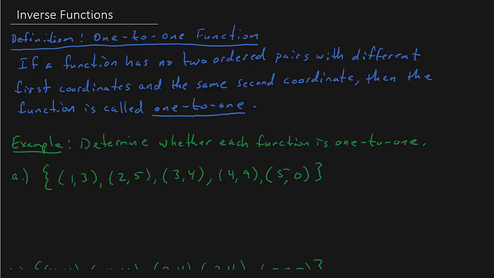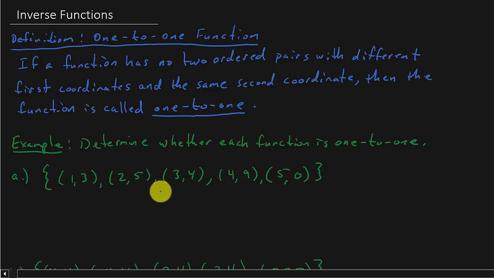All right, so first thing, we've got the definition of a one-to-one function. So if a function has no two ordered pairs with different first coordinates and the same second coordinate, then the function is called one-to-one. Now, this might sound kind of familiar. When you did the section on functions, you had a set of ordered pairs, like we have right here. Remember, in order for that to be a function, you couldn't have the same first coordinate with different second coordinates. In other words, you couldn't have the same x value with two different y values. Well, for a one-to-one function, you can't have the same y value with two different x values.